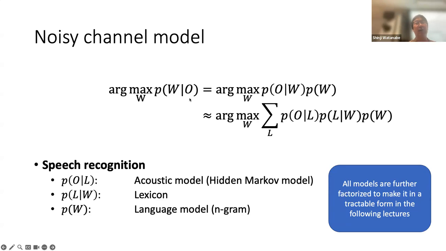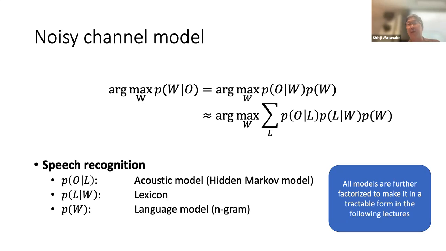Instead of directly solving this one, we consider that both O and W are distributions, and then finally we present these three distributions. The first one is called the acoustic model, the second one is called the lexicon, and the third one is the language model. It can be an n-gram or similar. And the acoustic model can be an HMM. But now most of them are replaced with neural models, and so on.